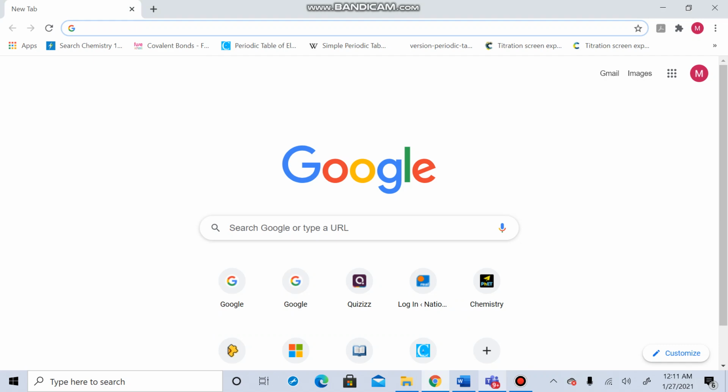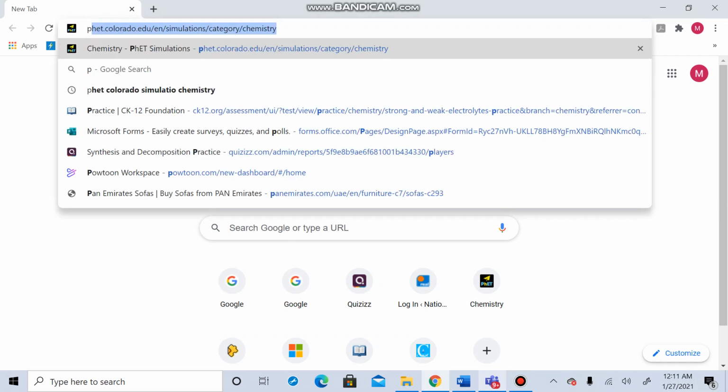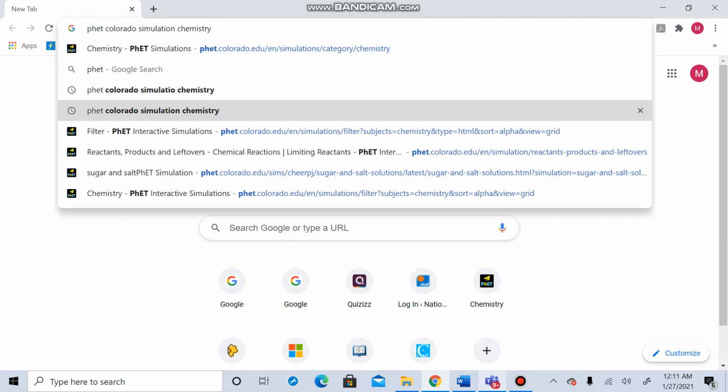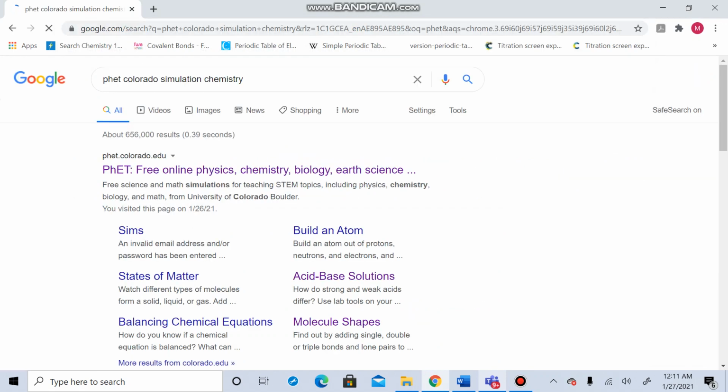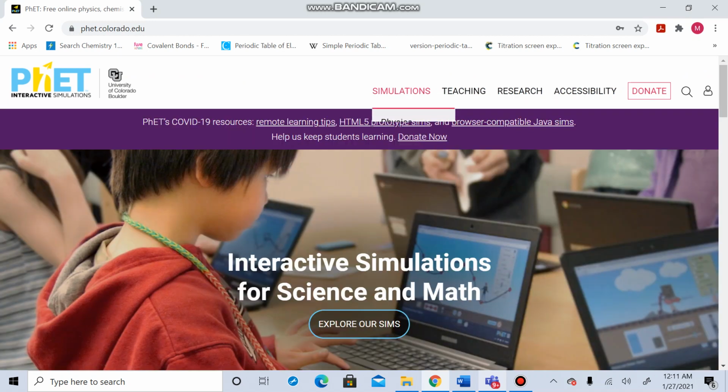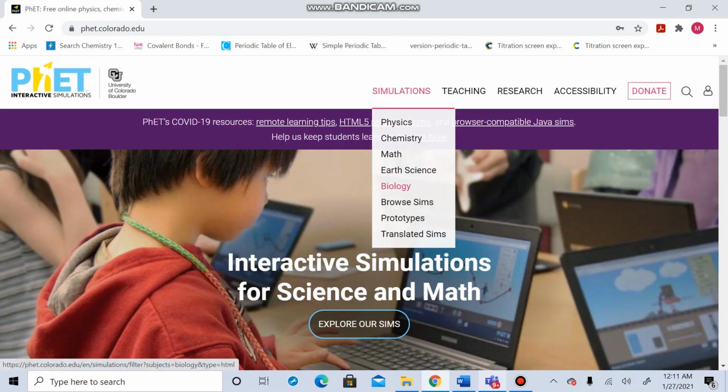What I would normally use is this very nice simulation website called PhET Colorado Simulation Chemistry. You just write PhET Colorado Simulation Chemistry. It's a simulation that does not only include chemistry, as you're going to see here. It's going to pop up like this, and then you click here and you can see simulations. If you click here, you're going to see simulations for physics, chemistry, math, and biology. Anyways, what we're interested in currently is chemistry, so I'm just going to click here.